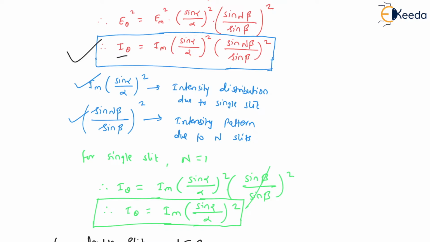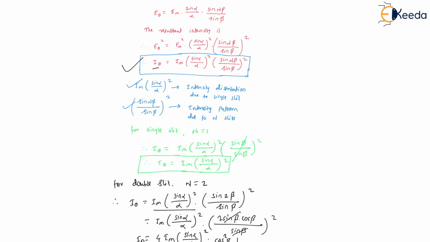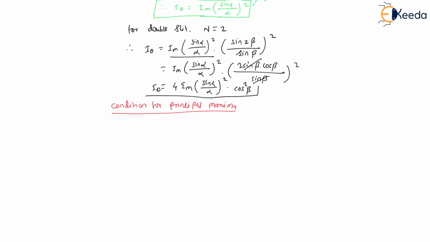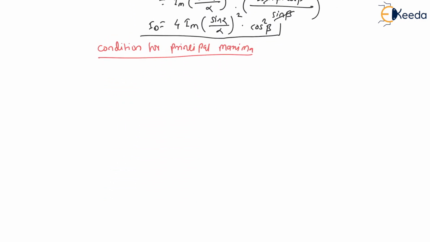So here I write the first condition for principal maxima: I theta is maximum when sin β is equal to 0. Therefore ultimately β will be plus minus mπ, where m takes values 0, 1, 2 and so on.